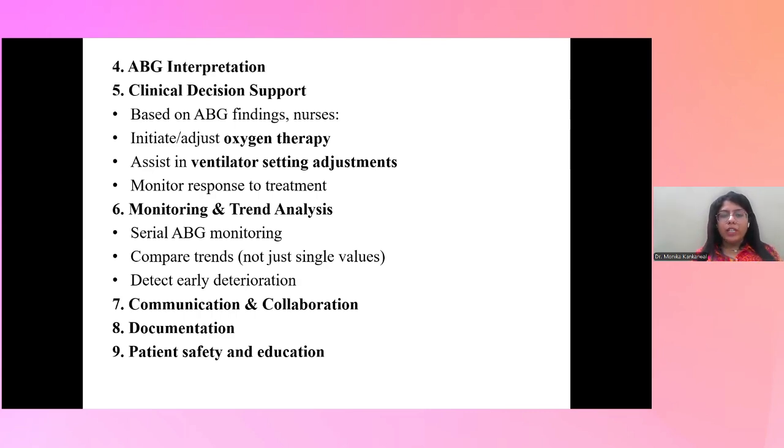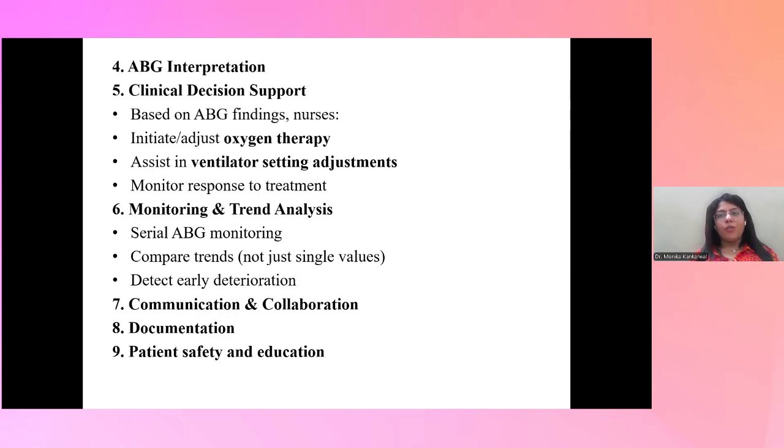Now, the next point is monitoring and trend analysis. For this, you should have serial ABG monitoring. Each ABG you do for your patient should be recorded and documented properly so that you can understand the trend and the prognosis of the patient's treatment. Accordingly, you can revise and change the treatment regimen for your patient. The trend cannot be compared with just single values, so we should have multiple ABG reports so that you can detect early deterioration and act early for your patient.